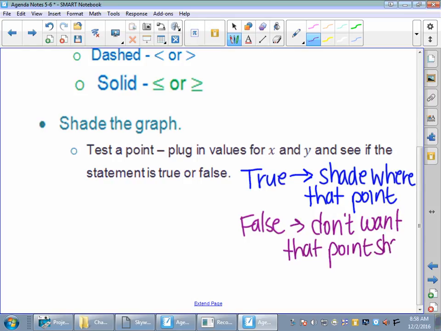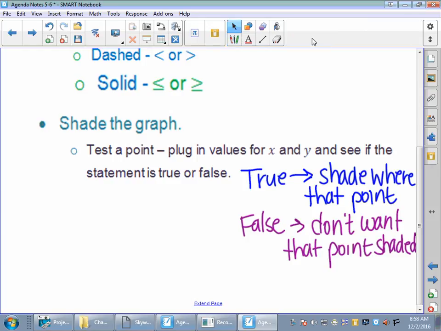So we'll do an example or two so you can see what I'm talking about. I'm going into this section thinking that you remember how to graph a line. So if you don't, you might need to go back to chapter 4. I believe that section 4.1 was graphing in slope-intercept form.